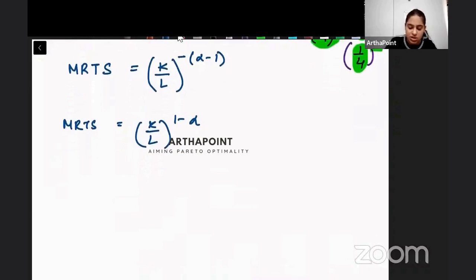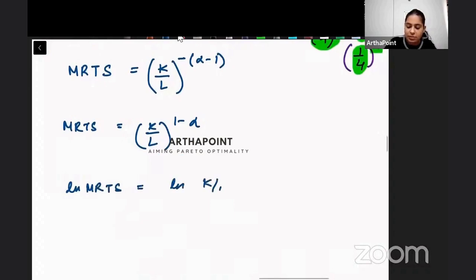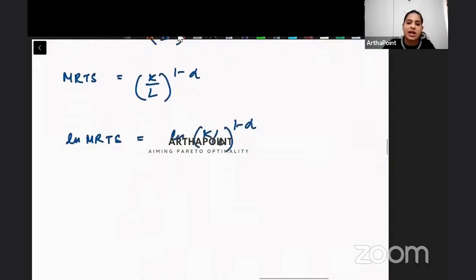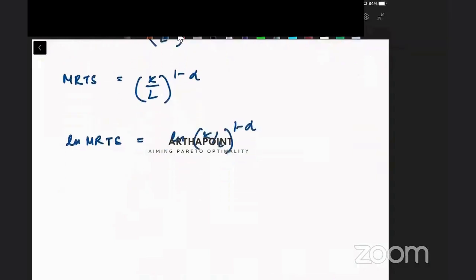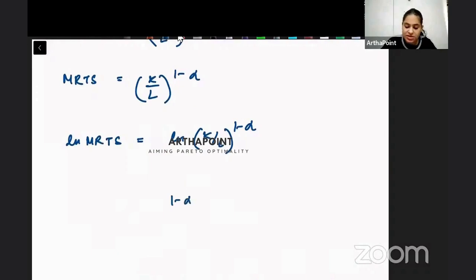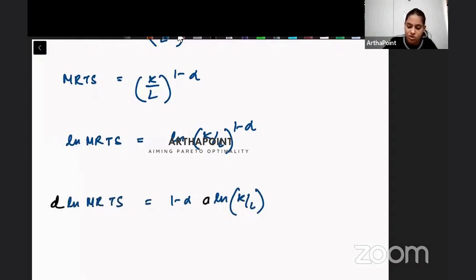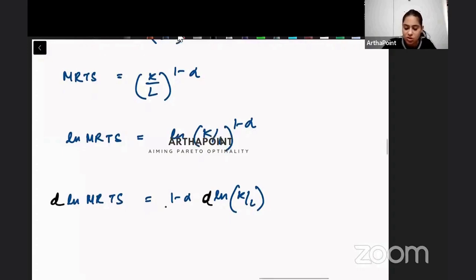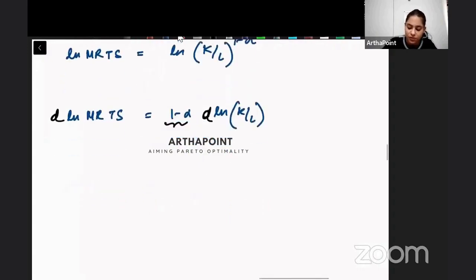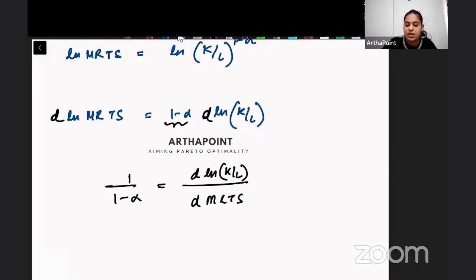Now take log on both sides. So ln MRTS is equal to ln K by L to the power 1 minus alpha. Just take 1 minus alpha common. So 1 minus alpha ln K by L is equal to ln MRTS. If you differentiate also, if you apply d also, nothing changes. Okay, this is a constant. So d ln K by L upon d ln MRTS will be 1 upon 1 minus alpha.